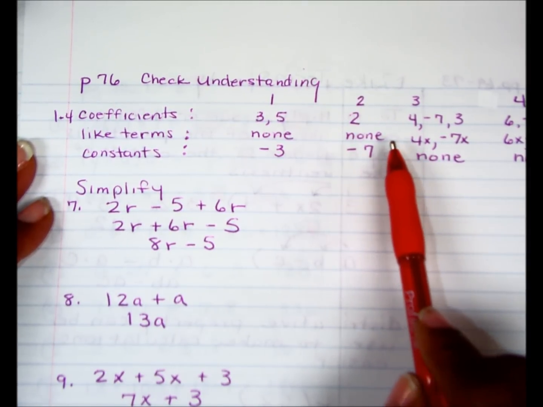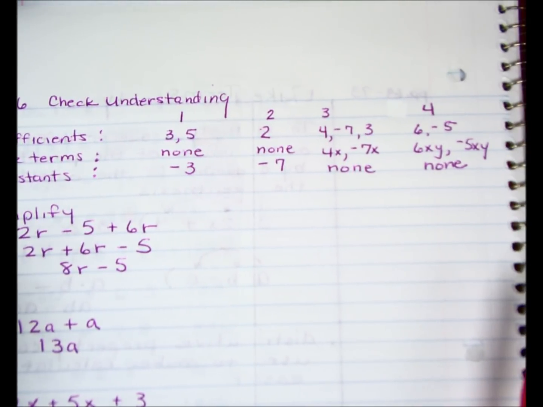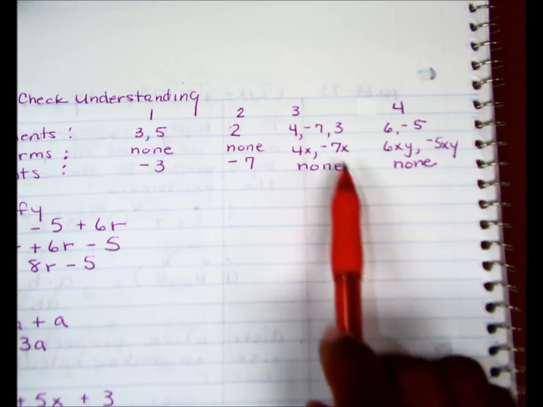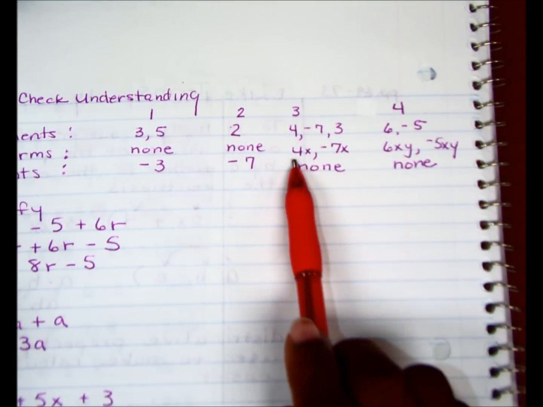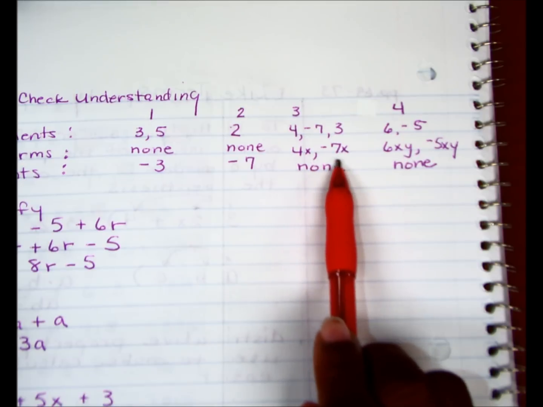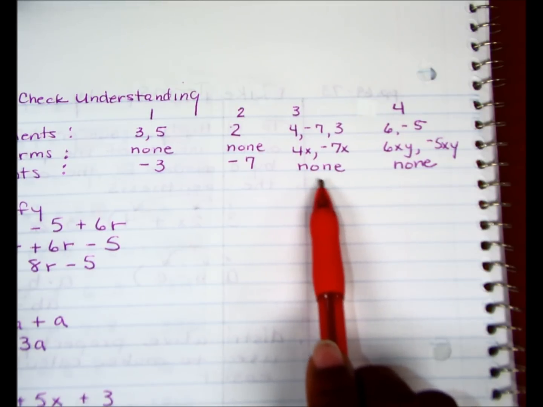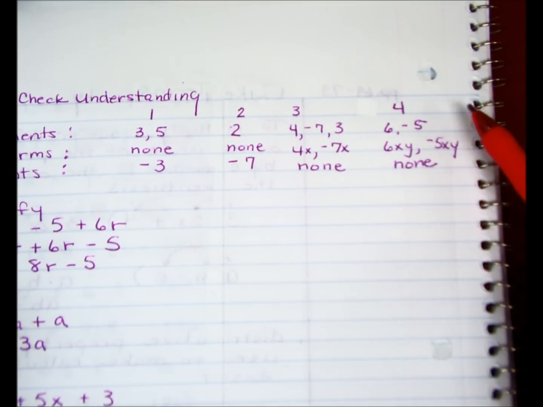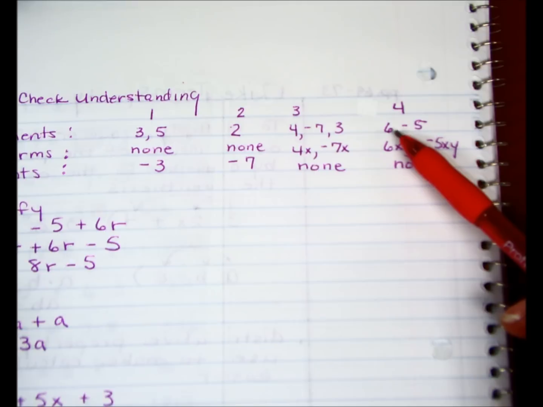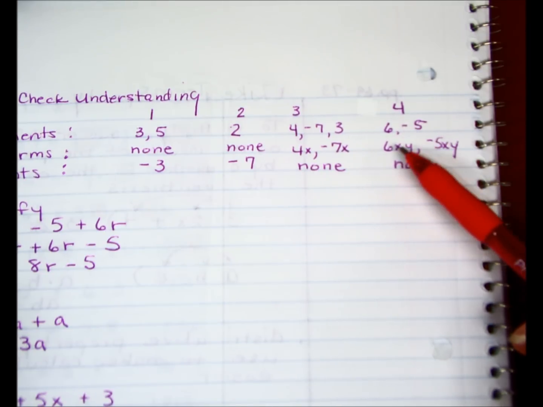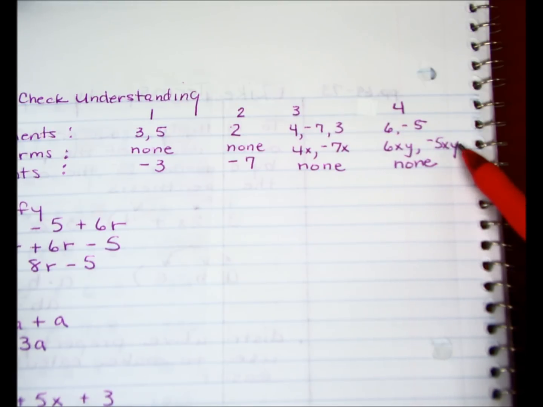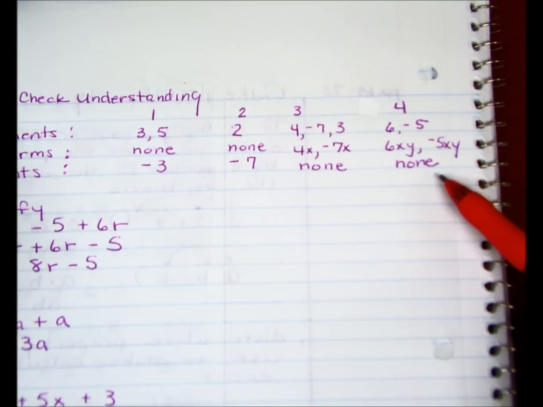In number 3, the coefficients were 4, -7, and 3. The like terms were 4x and -7x, and there were no constants. And in the fourth problem, the coefficients were 6 and -5, and the like terms were 6xy and -5xy, and again, there were no constants.